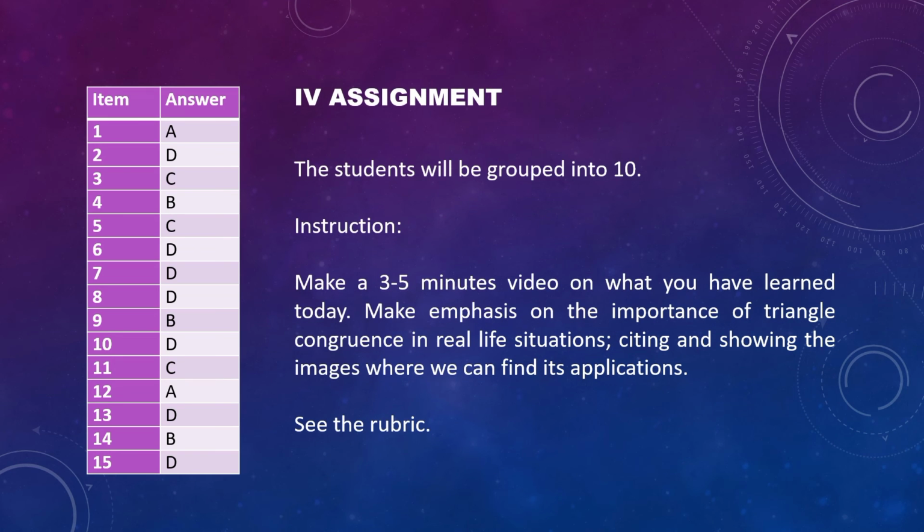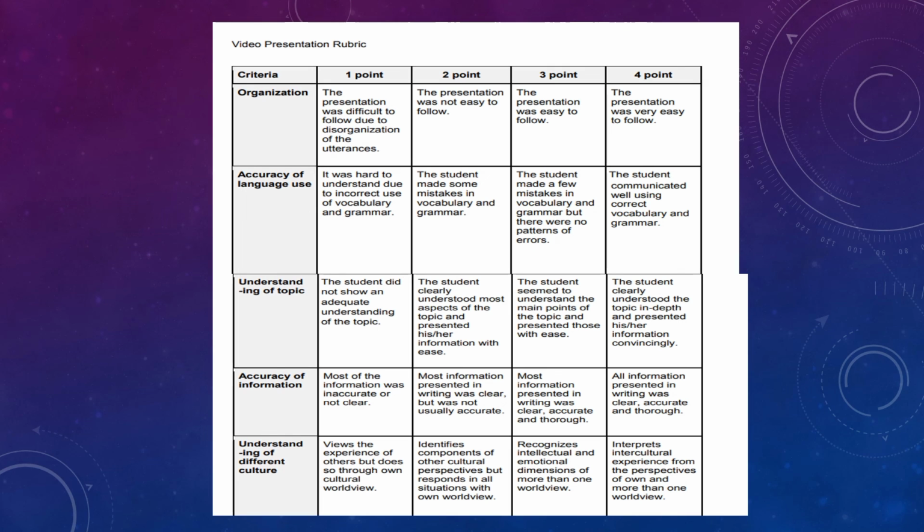Assignment. You will be grouped into 10. Each group should make a 3 to 5 minutes video on what you have learned today. Make emphasis on the importance of a triangle congruence in real-life situations. You can cite and show different images where we can find its applications. We have here the rubrics. Video presentation rubric.